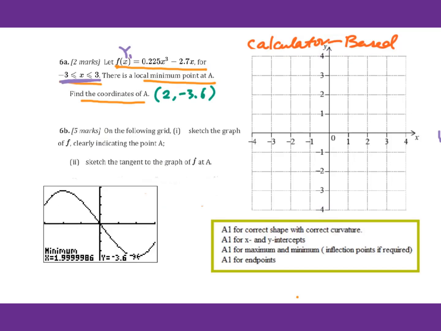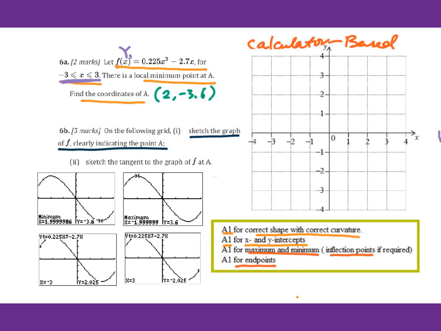This will be the coordinates for A: 2, -3.6. Now let's go to 6b. On the following grid, sketch the graph of f, clearly indicating point A. While you sketch the graph, this is the rule: 1 point for correct shape with the correct curvature, 1 point for intercepts, 1 point for maximum or minimum, or sometimes an inflection point if required, and 1 point for endpoints.